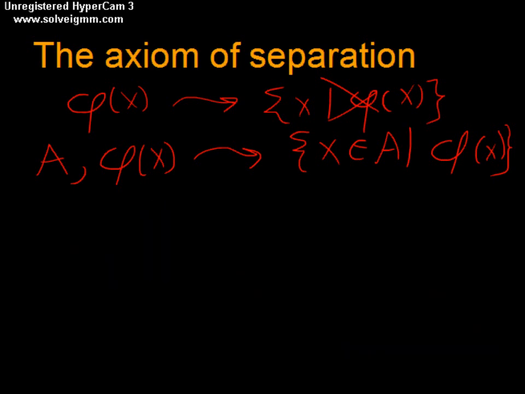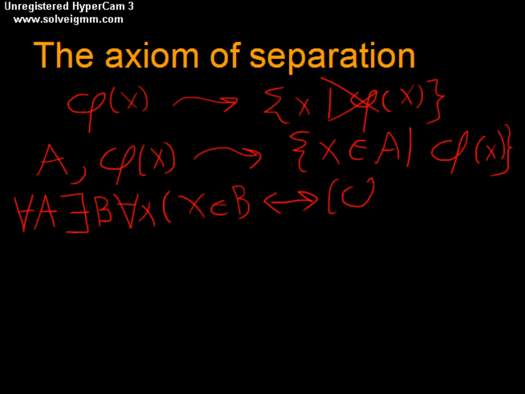Let us now try to write the axiom of separation as a well-formed formula. The well-formed formula is as follows. For all sets A, there exists a set B, so that for all x holds that x is an element of B if and only if phi(x) holds and x is an element of A. This is a well-formed formula. Again, it is not one axiom, it is actually an axiom scheme. Indeed, for every formula phi, we have a different axiom.